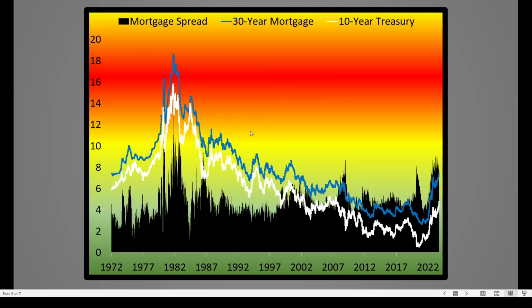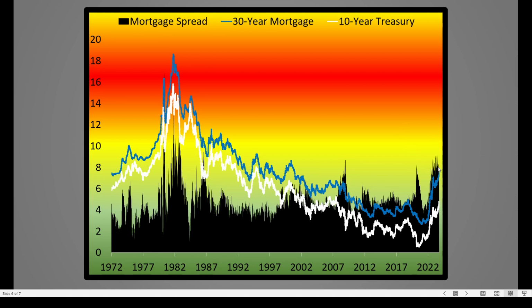Well, take a look at this chart. It goes back to 1972. The blue line is a 30-year mortgage. The white line is a 10-year U.S. Treasury. The black area chart is the mortgage spreads. Now, notice a couple different things. First of all, the blue line, the 30-year mortgage. We haven't seen a 30-year mortgage this high since the early 2000s. That's the last time we saw mortgages this high. The white line, the 10-year U.S. Treasury, we haven't seen Treasury bonds this high since, well, probably 2007, before the financial crisis of '08.